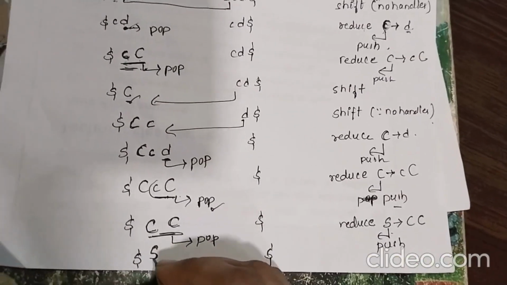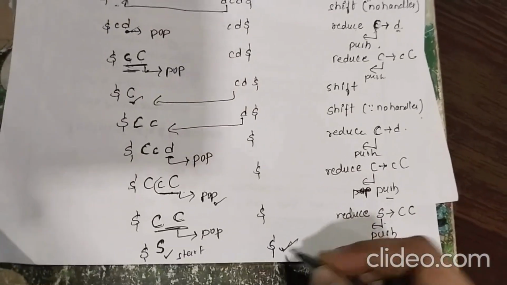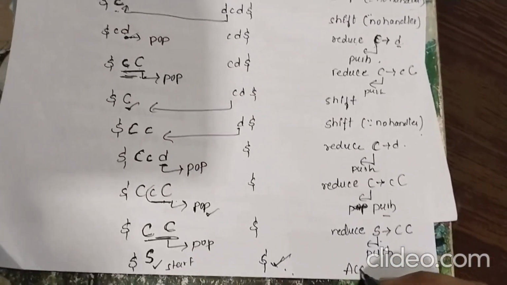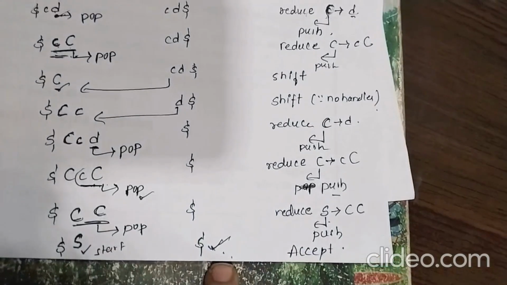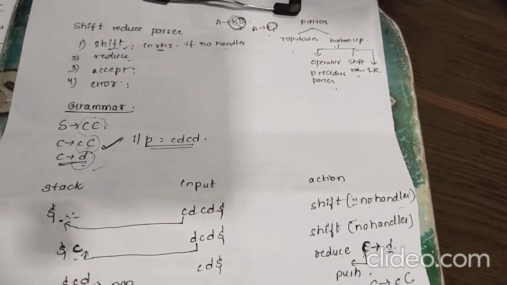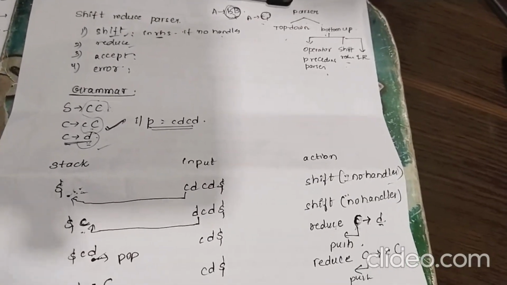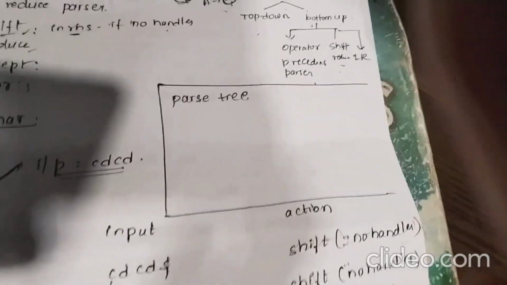So when you get the starting symbol and dollar in the input symbol, then that is accept. Starting symbol in the stack, input dollar, then you accept. So this is about Shift-Reduce Parser, and we'll construct a tree for this.